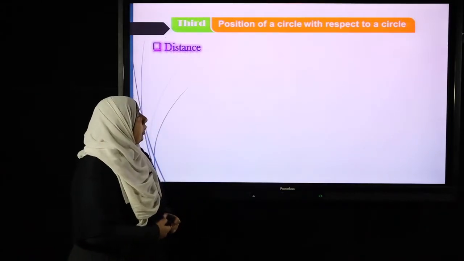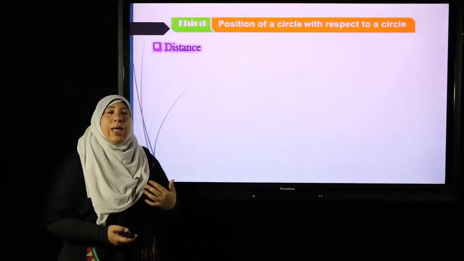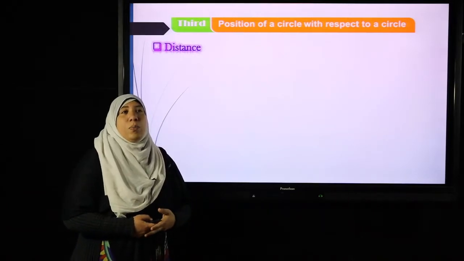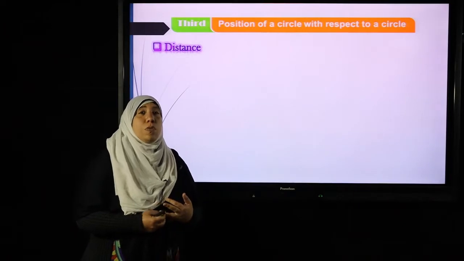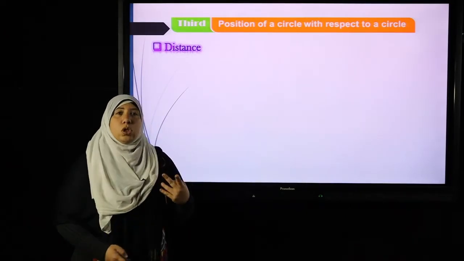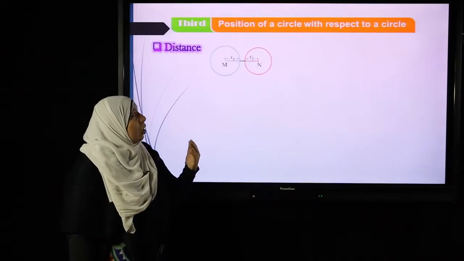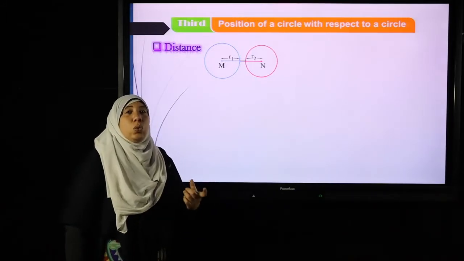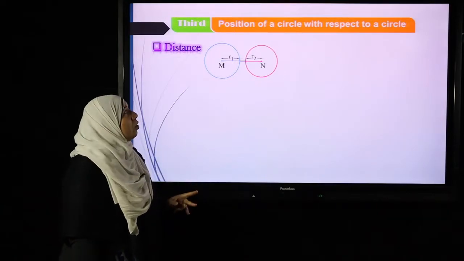Here you remember that we said in the point and the straight line that I have to determine the position with the radius length and the distance from the center to the line or to the point. Here I have 2 circles. So the position here is defined by the 2 radii of the 2 circles. I have 2 different circles with 2 different radii.